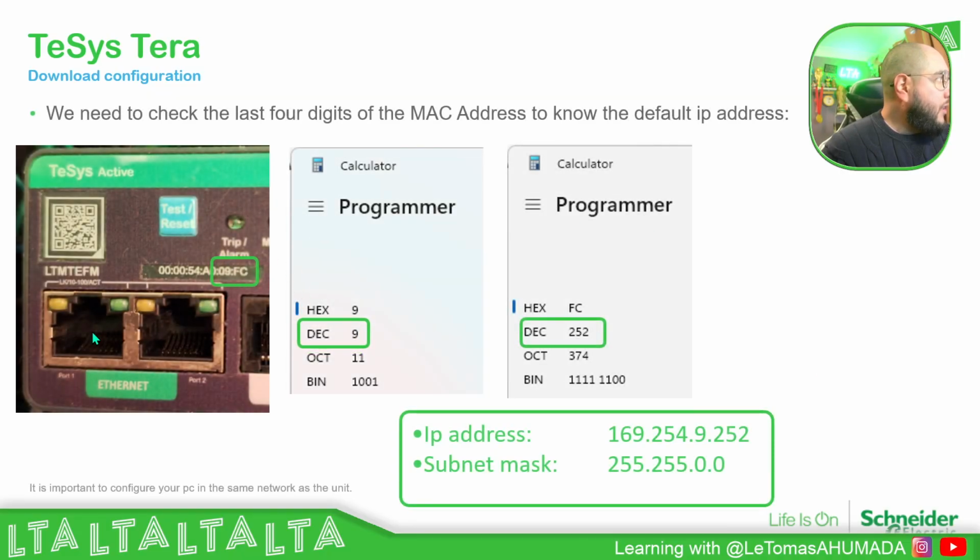In my case, I have this TeSys Tera, which has the last 4 digits 09FC. So we need to divide that: 09 and FC. Here I'm using the calculator in programmer mode to make the conversion from hexadecimal to decimal. Now we are able to get the IP, which is 169.254.9.252, and the subnet mask is 255.255.0.0.